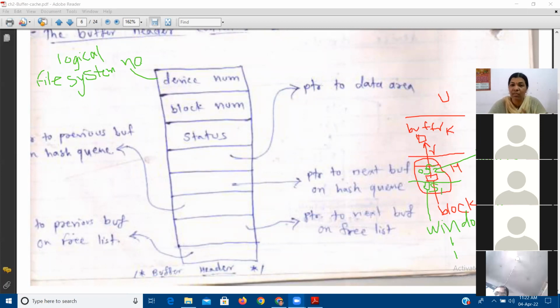So these are the names given to the Windows operating system, and internally the name of the Linux operating system is ext3 or ext4 or ext5. It depends upon the version.